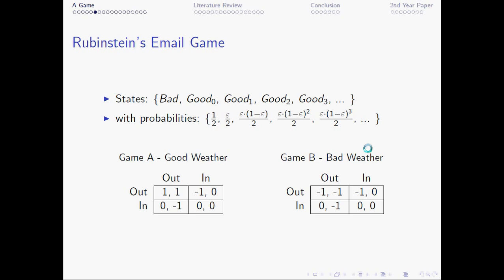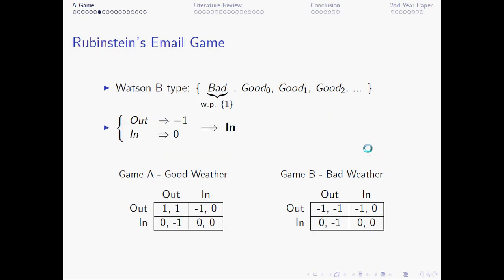So the probabilities are computed very easily. And we start with the bad type.